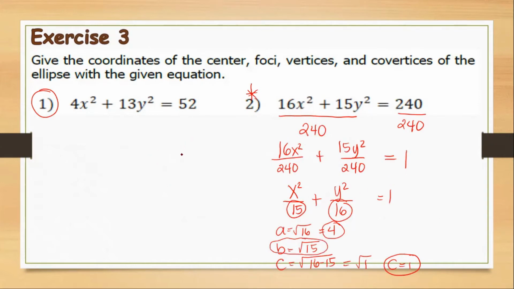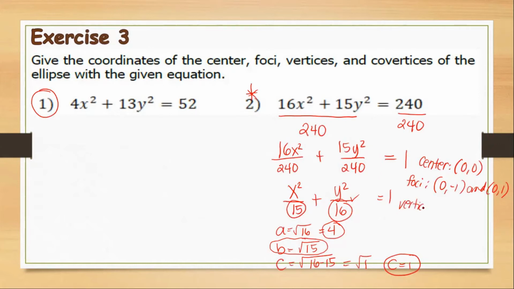Now, it will be easier for us to find the other parts of our ellipse. So, the center is found at 0, 0. The foci is found at, take note that we have here a y, so we have 0, -1, and 0, +1.